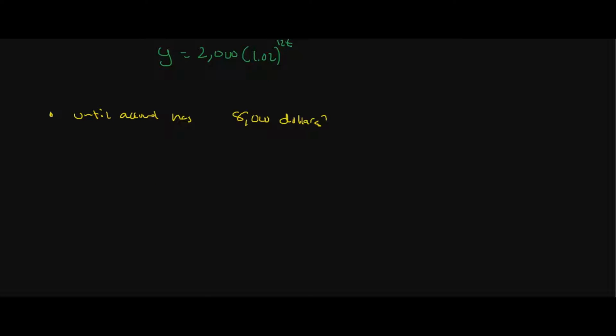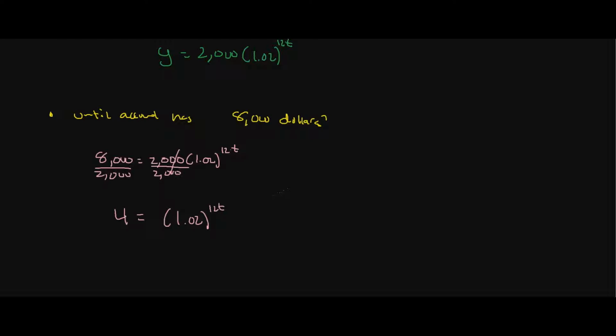Well, we're going to put that 8,000 in for the output, because we want to figure out the time, how long. So we're going to do 8,000 is equal to 2,000 times 1.02 raised to the 12 times t. Like usual, let's divide by 2,000 on both sides. And now I don't need a calculator for this one. 8,000 divided by 2,000, that's just 4. So I get 4 is equal to 1.02 raised to the 12t.